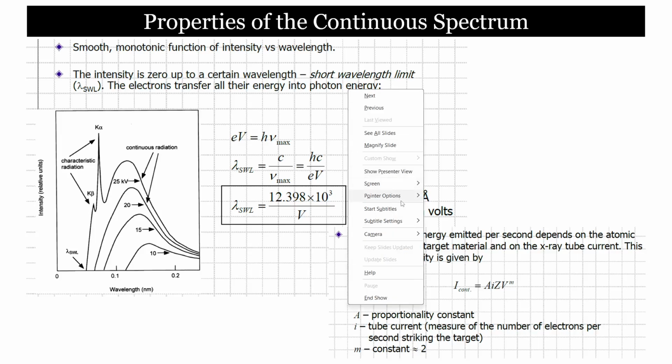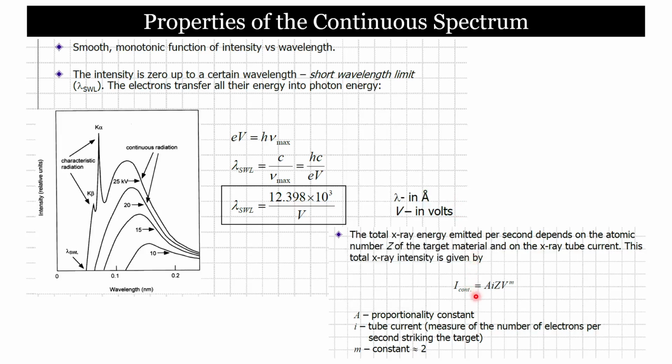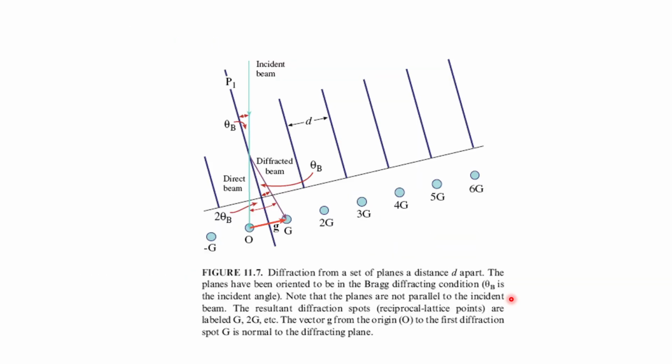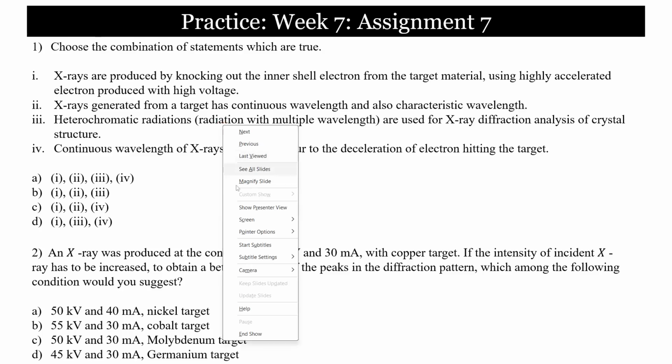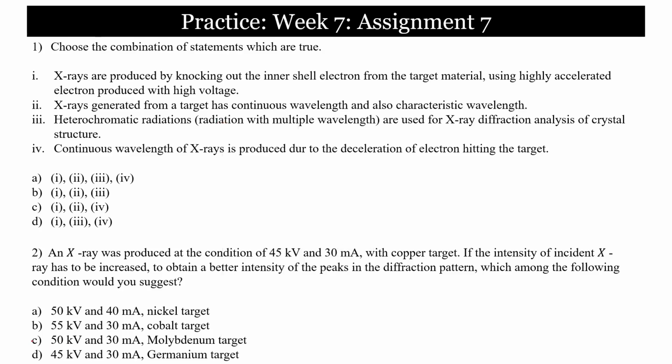So using this formula, we stated that the intensity of your X-rays can be enhanced by changing your Z or by changing your V, which is the voltage. So according to this formula, you can also change the voltage. According to me, the correct option should be option C, which says that you can have a 50 kV electron beam with 30 milliampere current, and you can have a molybdenum target.